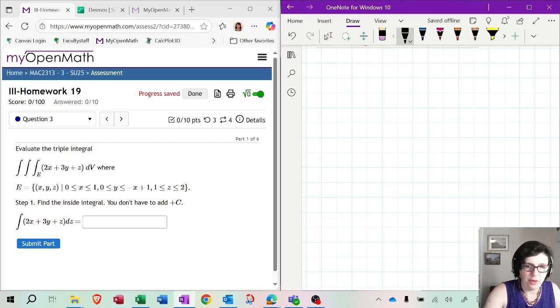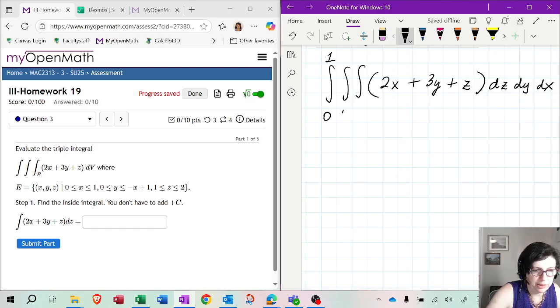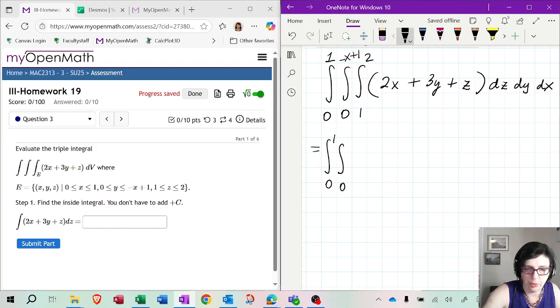Okay, let's take a look at evaluating a triple integral of 2x plus 3y plus z with respect to, well, the dV, but what that means is just you choose the order of integration. So I'm going to choose z inside, y middle, and x outside, which is usually what we do unless we have a reason for it, but we do not, because actually they tell us the limits. So this should be 0 to 1 for x, 0 to negative x plus 1, and then z would change from 1 to 2. Okay, so let's start first integrating the inside integral with respect to z.